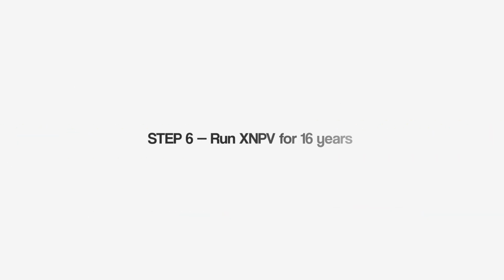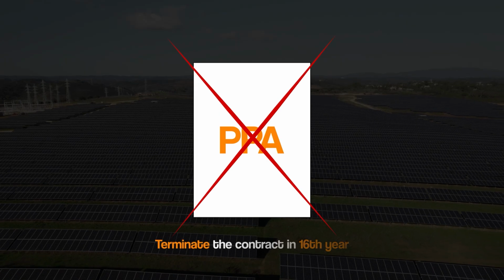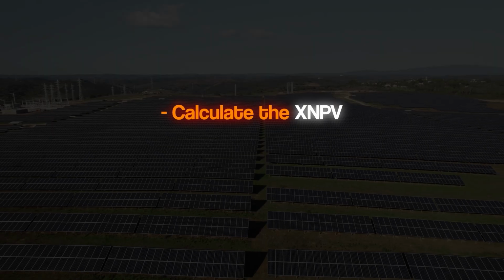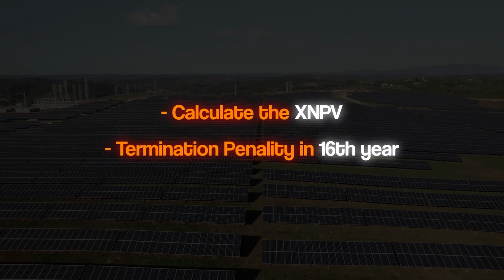Step number 6, for the immediate next year, let's say the 16th year, now you have to run the XNPV for 16 years. But in this case, assume that you will terminate the contract in the 16th year. So you have to calculate XNPV, assuming that there will be a termination penalty going out in the 16th year, which means that immediately after the tenure that you are signing up for, you will have to terminate the contract. After that, you will have an XNPV number. Once you have reached this stage, the next 2 steps are very critical because they will tell you the answer, and I'll give the pro tip as well.